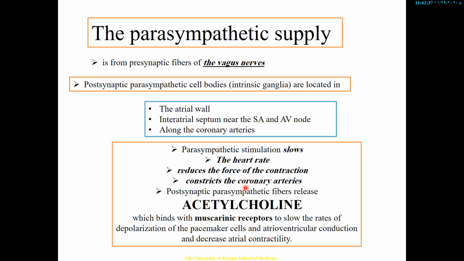Parasympathetic supply is approaching the atria, the interatrial septum, and of course the coronary arteries. The parasympathetic slows the heart rate, reduces the force of contraction, and constricts the coronary arteries. Postsynaptic parasympathetic fibers release acetylcholine, which binds with muscarinic receptors to slow the rate of depolarization of the pacemaker cells and atrioventricular conduction and decrease atrial contractility. So it is the opposite to that of the sympathetic nervous system.